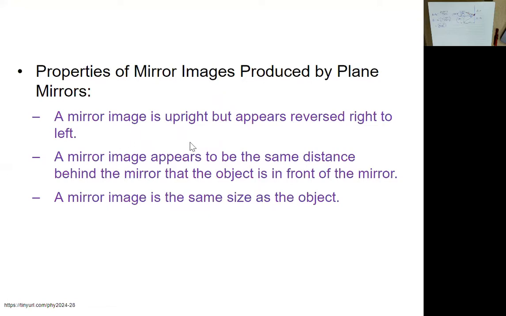So the mirror image is upright, but appears reversed right to left. And the image appears to be the same distance behind the mirror that the object is in front of the mirror. The image is the same size as the object, okay?